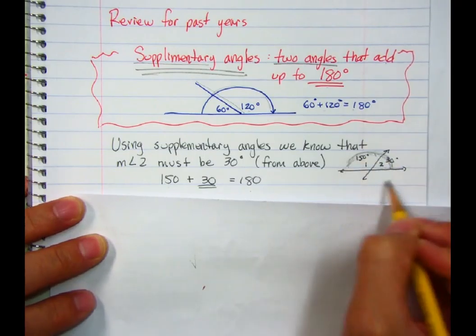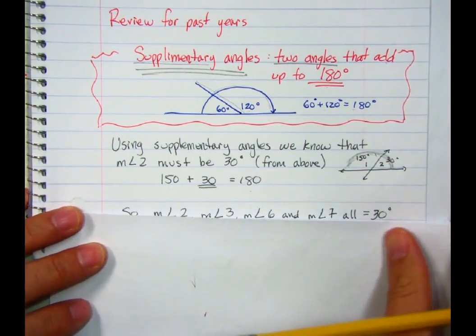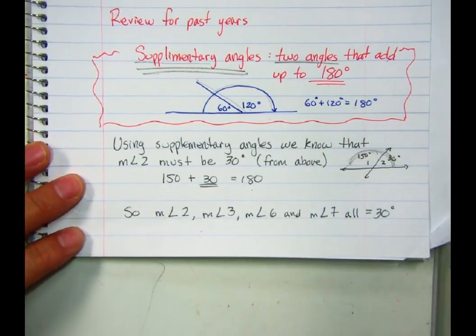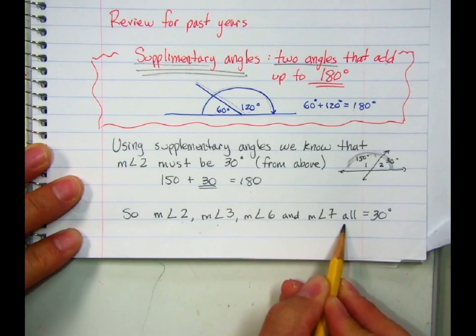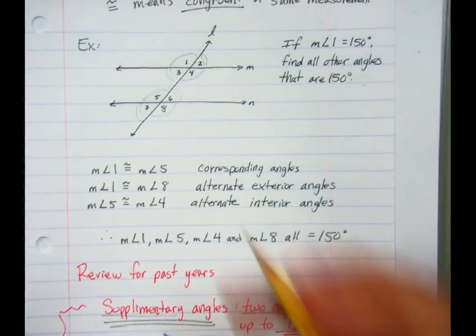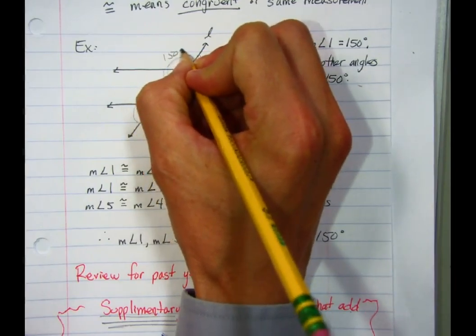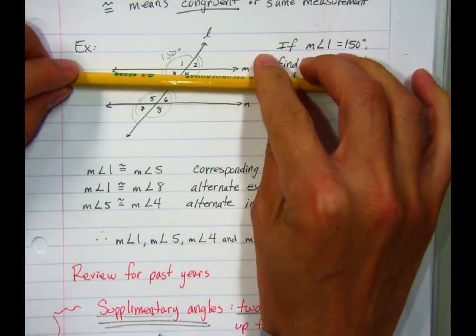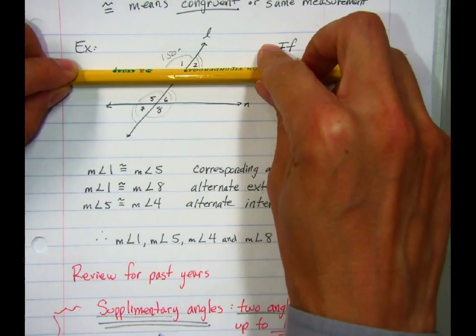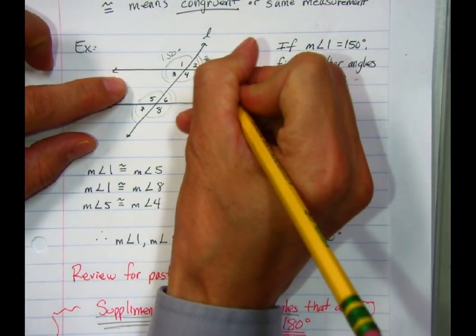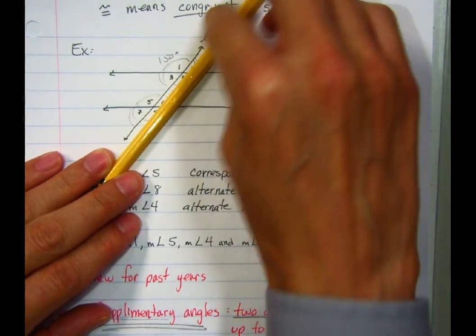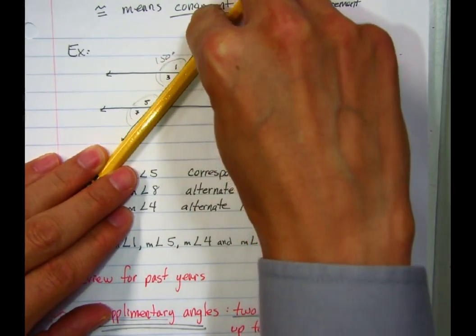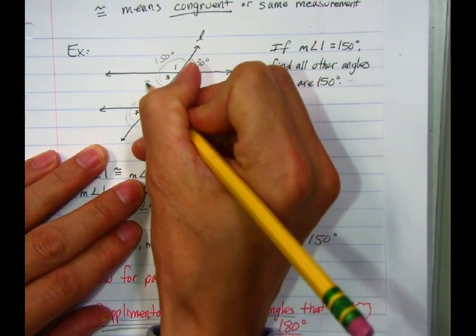150 plus 30 is 180. So going back to my picture above, I can tell that the measurement of angles 2, 3, 6, and 7 are all 30 degrees. Why? Let me go back here. If I know this is 150 degrees and I block everything else out, that tells me that angle 2 here is 30 degrees. Going this way, I have a straight line, so if that's 150 degrees, then angle 3 is also 30 degrees.